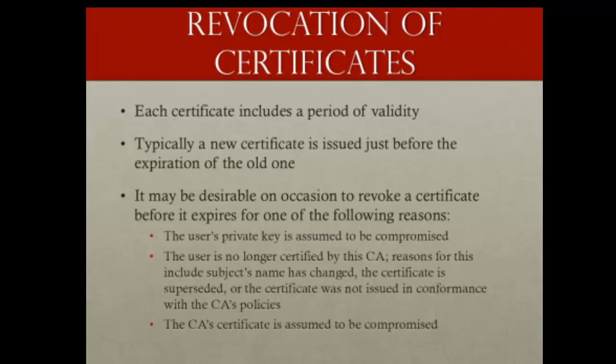So maybe the CA certificate has been compromised. That would be really bad, and that has happened. I remember with Comodo that happened. So each CA needs to maintain a list of all of the revoked but not yet expired certificates issued by that CA. And that's going to include both those issued to users and to other CAs. And the lists should be posted on its directory.